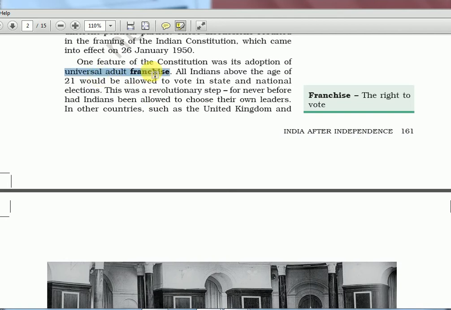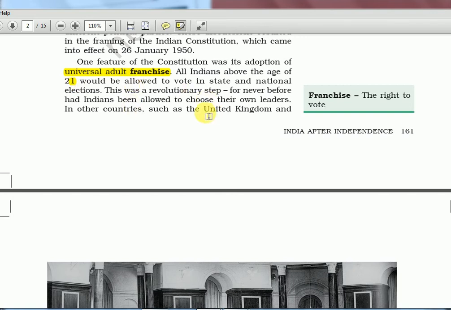Okay, adult franchise is very important, because every country like the UK or USA did this voting thing in stages only. First men would get the voting right, then men with property, then there were different conditions. Only the rich class would get it, and later only women got it. But here in India, directly everybody, okay, everybody, but at that time the age was 21, not 18 like now. Above 21, everybody could vote.